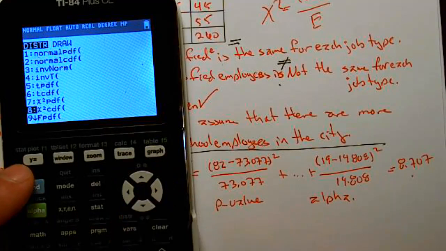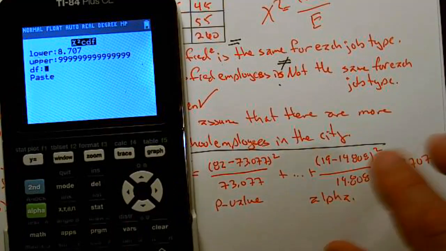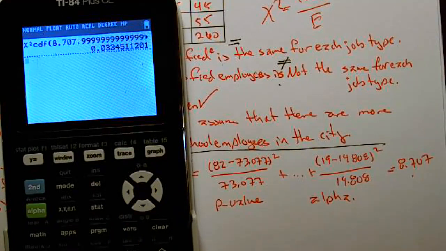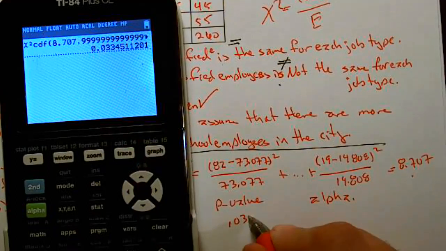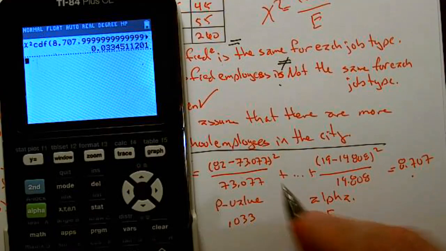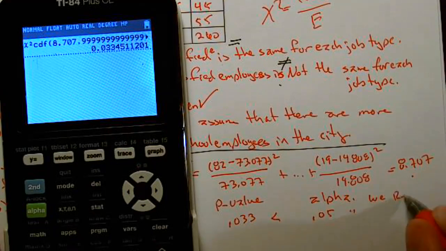Second vars, chi-squared CDF. My degrees of freedom were not 4. The degrees of freedom that we calculated were rows minus 1, so parentheses, 4 minus 1, close parentheses, times, parentheses, 2 minus 1, close parentheses. That gives 0.03345. So our p-value, which is what we got from the screen earlier, 0.033, and alpha 0.05. So this is less than. So our decision is we reject the null.